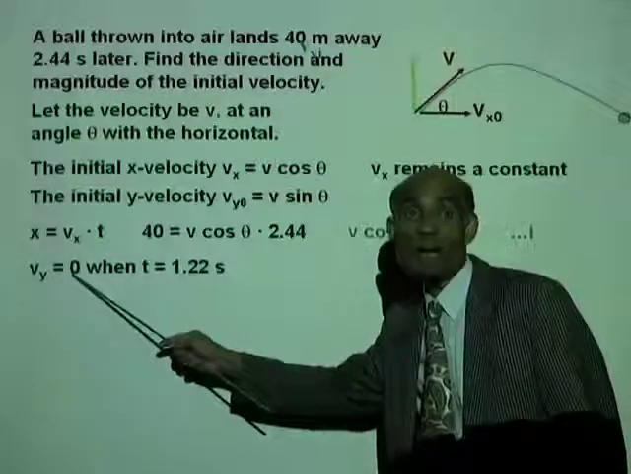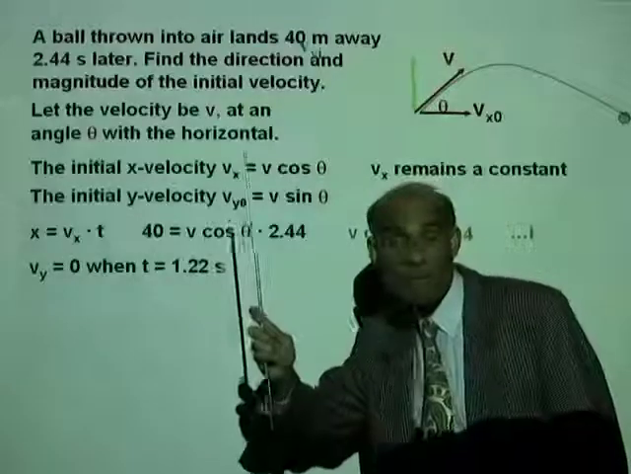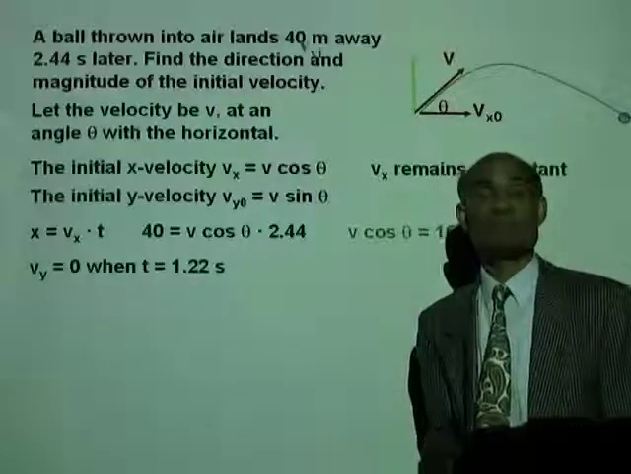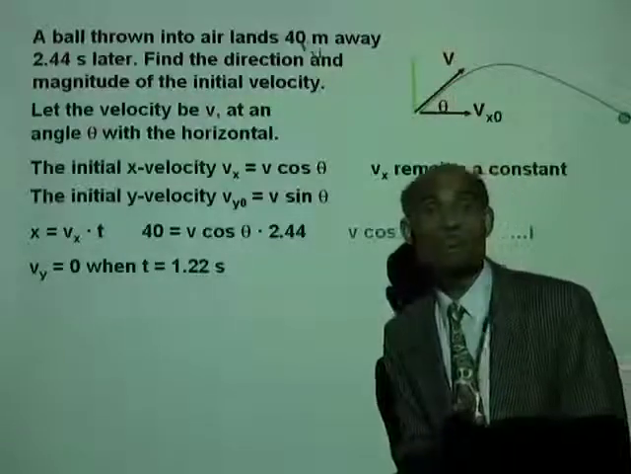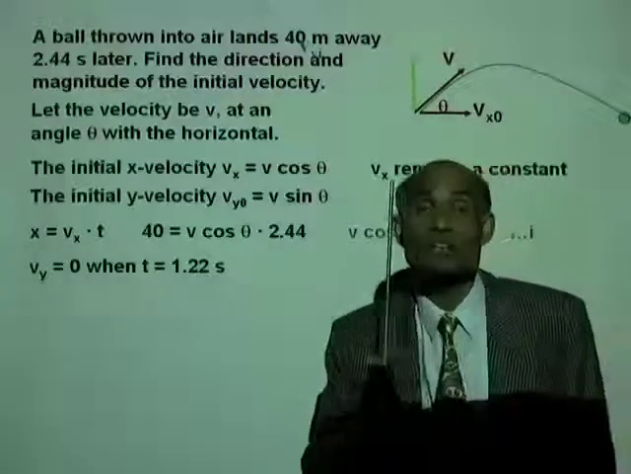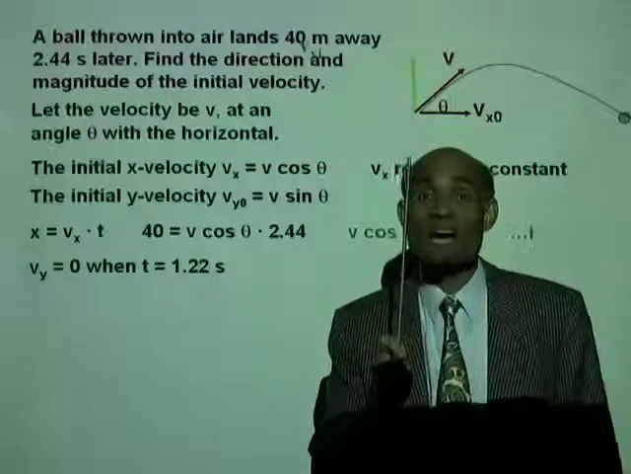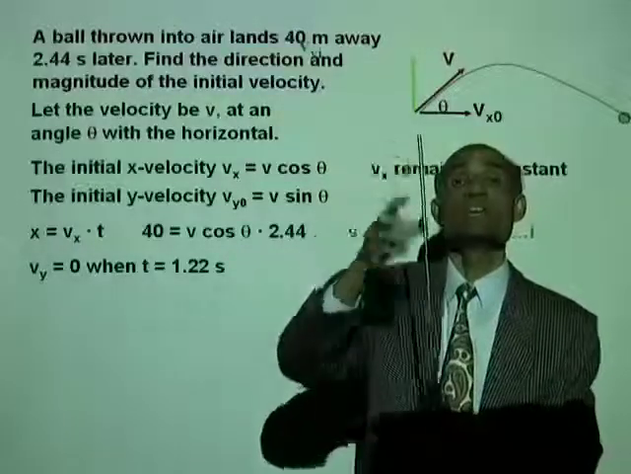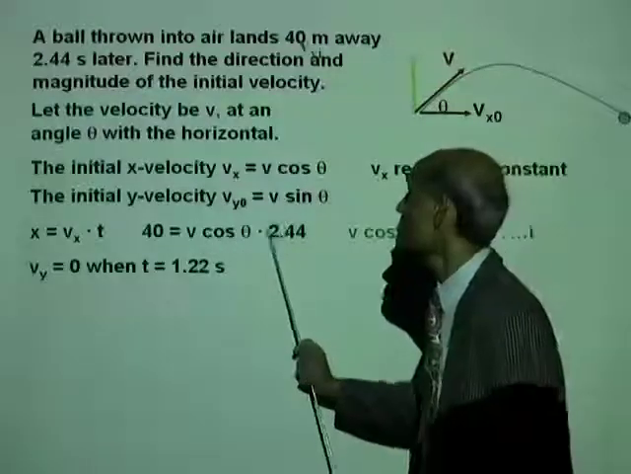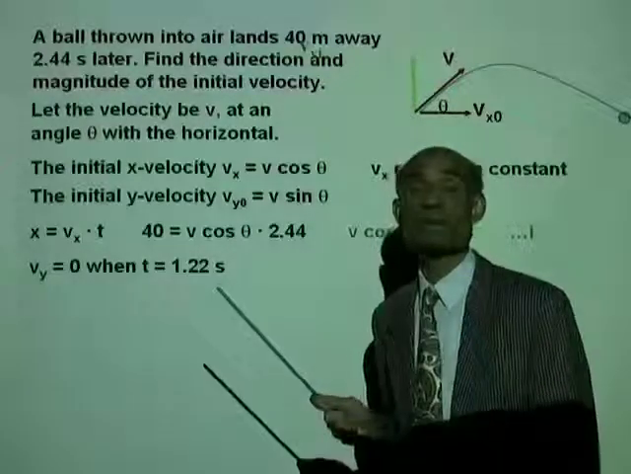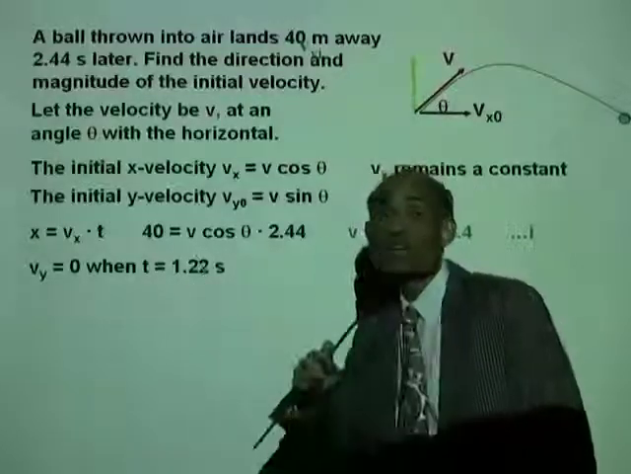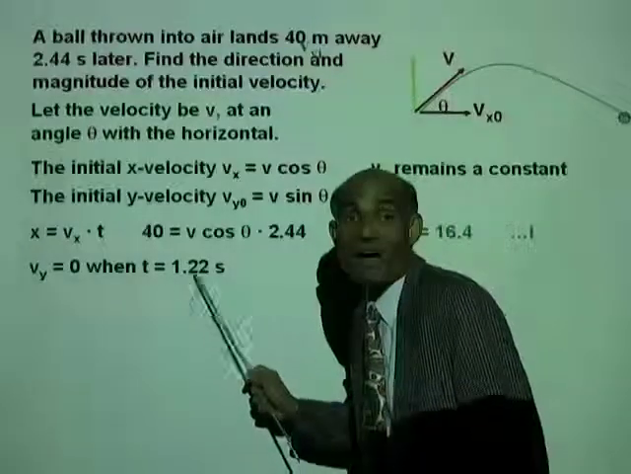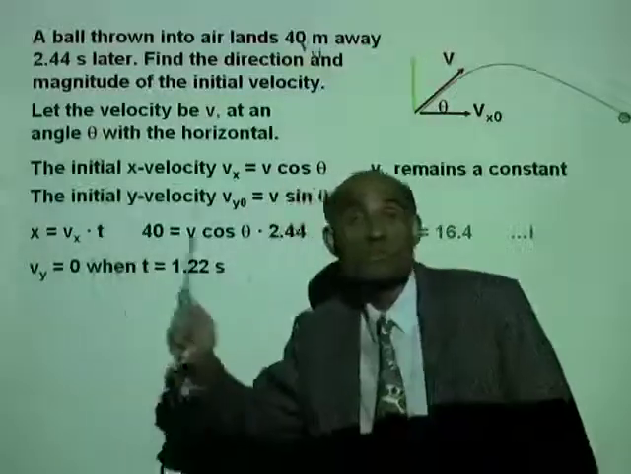Now, what is the vertical velocity when the projectile reaches the maximum height? The vertical velocity will be 0, and what is the time taken to achieve that? Half the time of flight. The time taken for the projectile to reach the maximum height is half the time of flight. If 2.44 is the time of flight, the time taken to reach the maximum height is 1.22 seconds. And at that time, the y velocity will be 0.